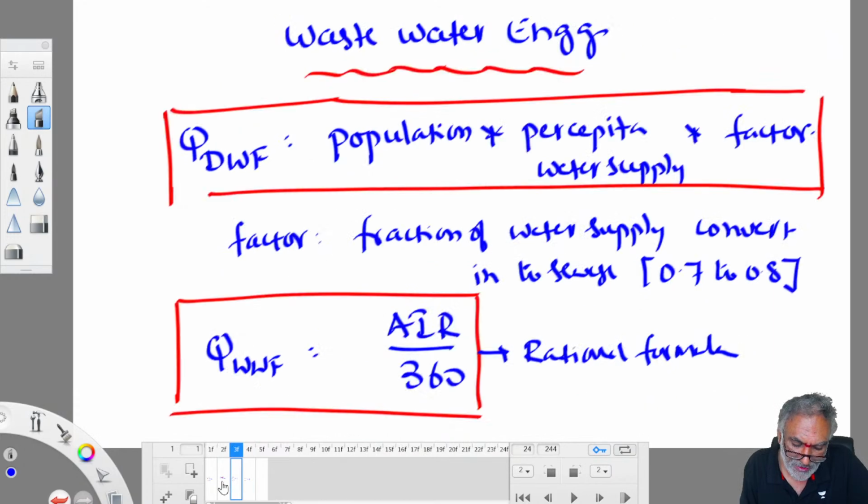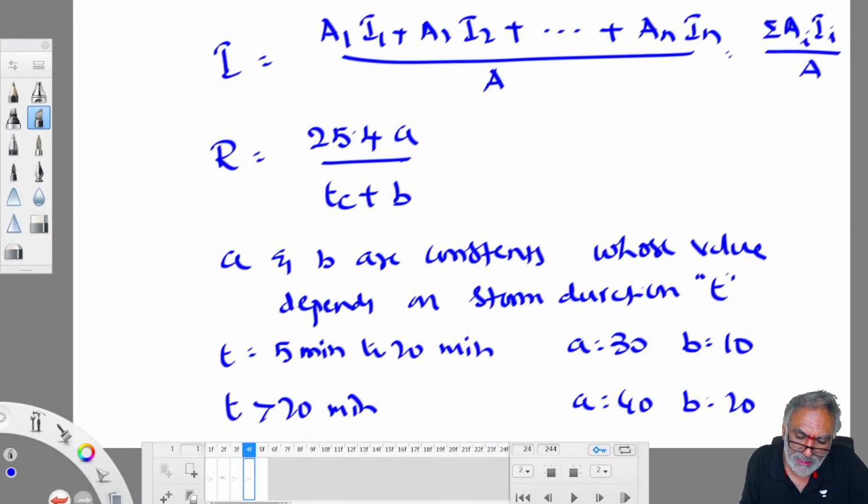Then in that formula, A is equal to area of catchment in hectares. You have to substitute in hectares because that is an empirical formula. This will give mm per hour. Then if you substitute the Q value, you will get straight away in meter cube per second.